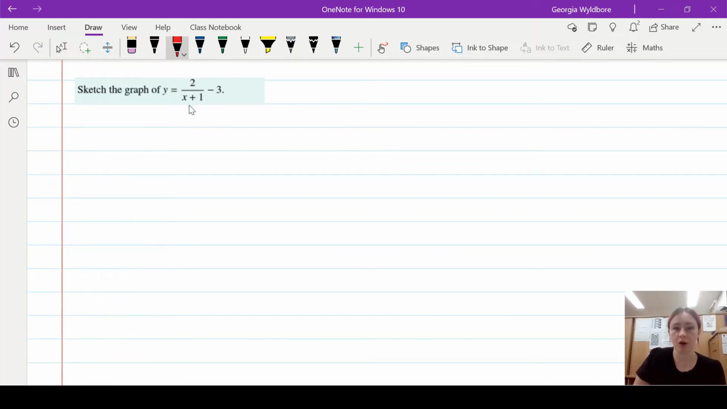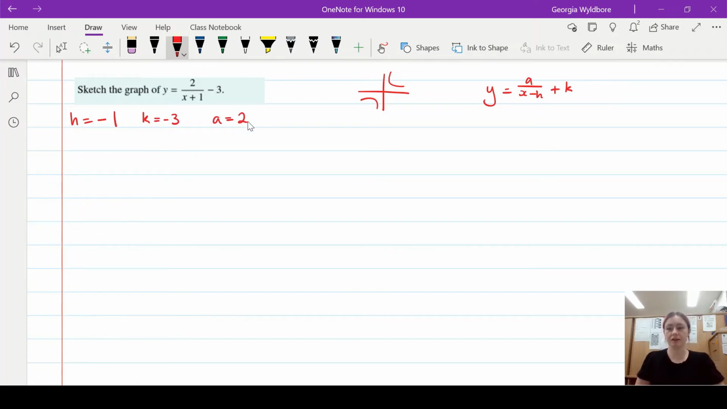Now, this has not been reflected. It's still positive out here, which means we know that our function is going to look like that. It's going to be our regular rectangular hyperbola. We have a value of h here of -1, because if you remember, our form is y equals a over x minus h plus k. So because we have x plus 1, our h is going to be -1, because we're subtracting the value of h. k is going to be -3, and our value of a, our dilation factor, is going to be 2.